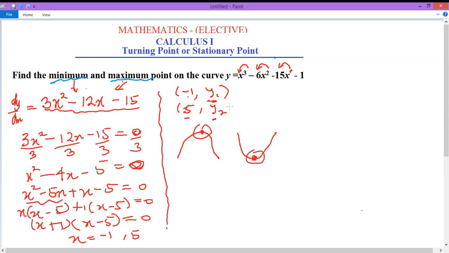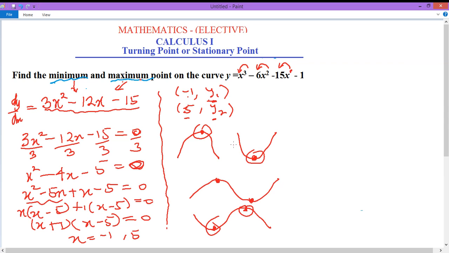Good. Now, this is a cubic function. A cubic function with two turning points can either look like this or look like that. So there's a turning point here, a maximum turning point, and this is a minimum turning point. Sorry, this is a minimum turning point, and this is a maximum turning point.